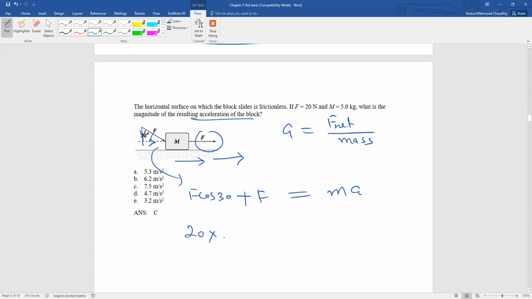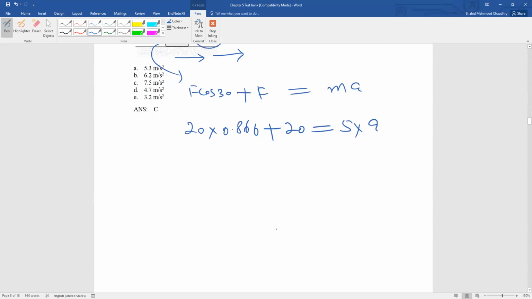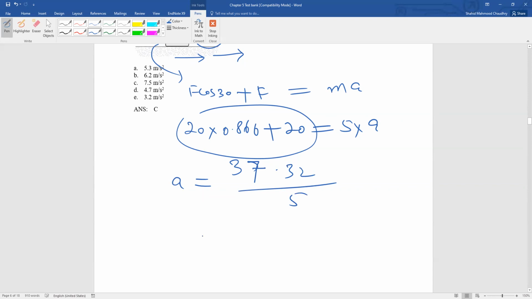F is 20 into cos of 30. Cos of 30 is 0.866, plus 20 is equal to m, which is 5 kg, into a. Now you can solve it for a. If we solve this, the answer is 37.32 divided by 5, and a is equal to 7.46 meter per second square. So 7.46 means this is about 7.5. This is the answer.